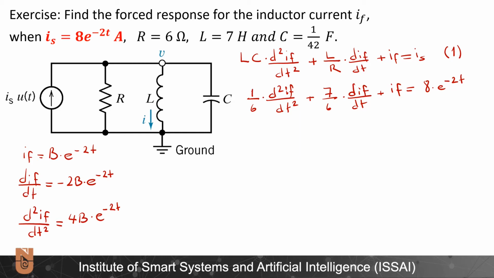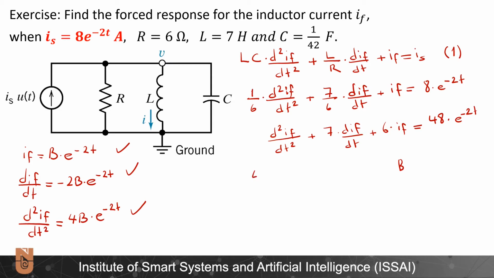And here I can multiply everything by 6, both sides, left hand side and right hand side. The second derivative of i_f with respect to t squared plus 7 di_f over dt plus 6 i_f is equal to 48 times e to the minus 2t. Of course, I just have expressions for i_f, di_f over dt, and the second derivative of i_f with respect to time here. So let's use those.